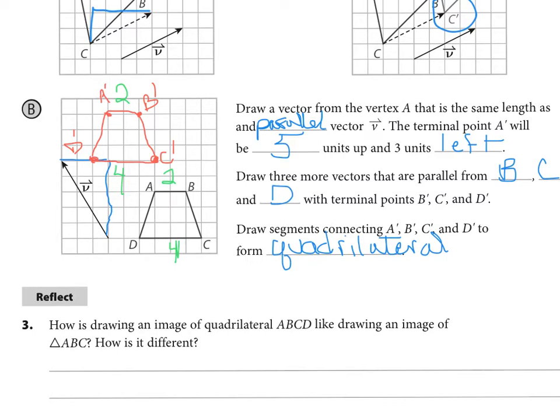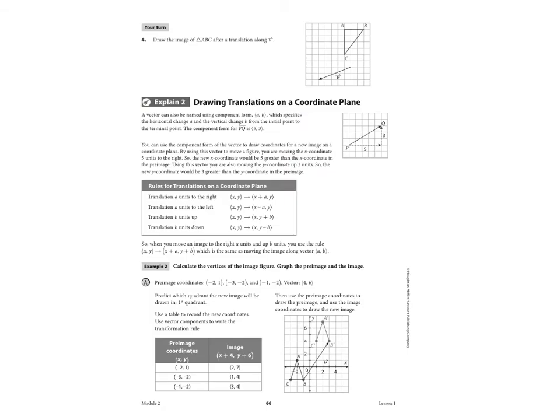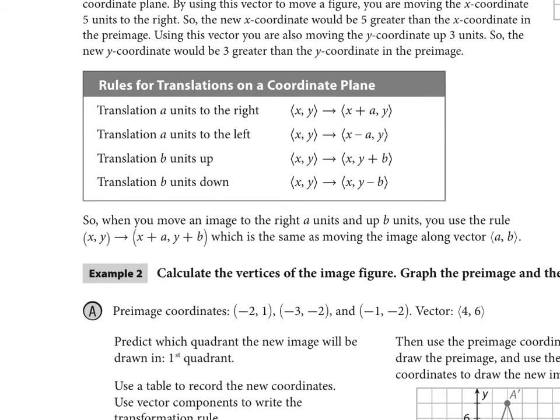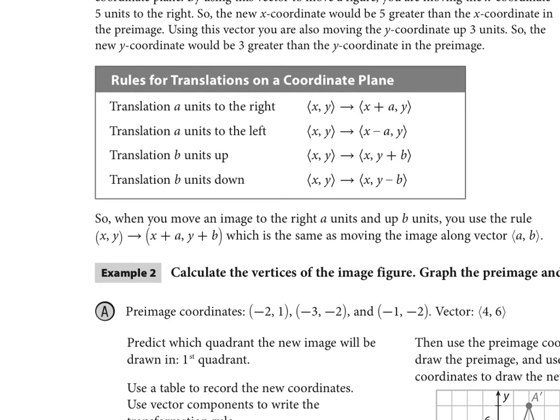So now we're going to flip to page 66, and I want you just to take a note of these rules for translations on a coordinate plane, and these are things you already know. A units to the right adds to x. A units to the left subtracts from x. B units up adds to y, and B units down subtracts from y.